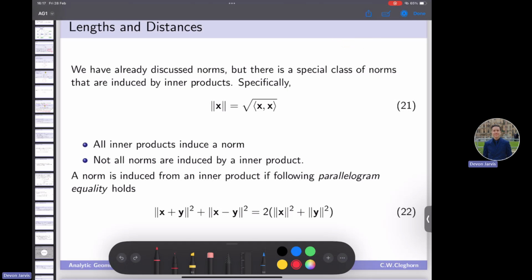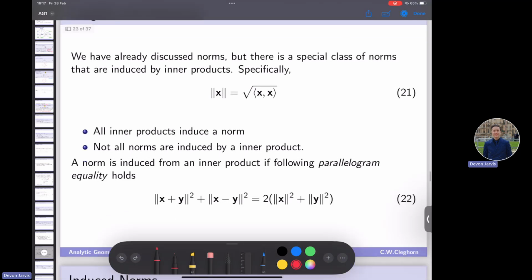But there are other inner products, as we just saw, with the different kinds of A's. Whenever I take an inner product and then square root it, I get a norm. We've already discussed different norms, but there's a special class of norms that are induced by inner products. All inner products induce a norm just by square rooting them, but not all norms are induced by an inner product. A norm is induced from an inner product if it follows the parallelogram inequality.